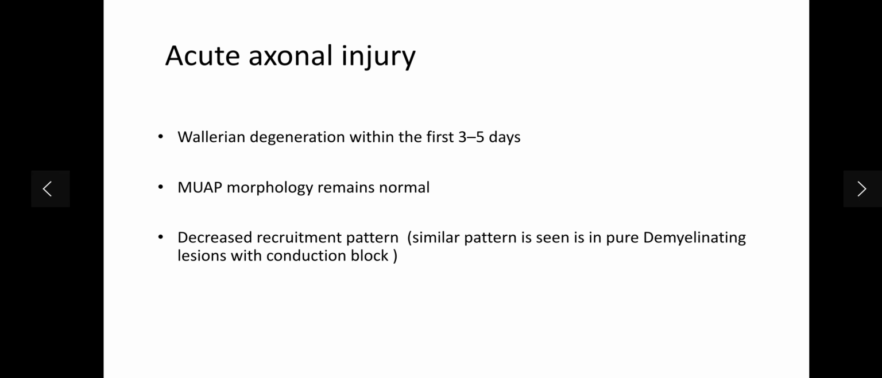And this pattern is very similar to pure demyelinating lesions. It's the same concept. The action potentials are not arriving to the muscle fibers, so the recruitment decreases. The number of motor units is decreased.